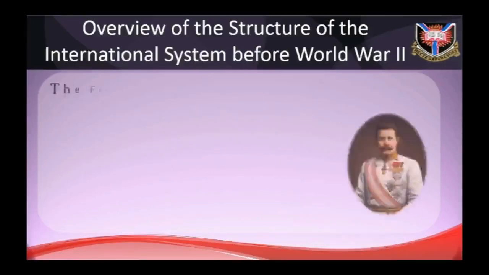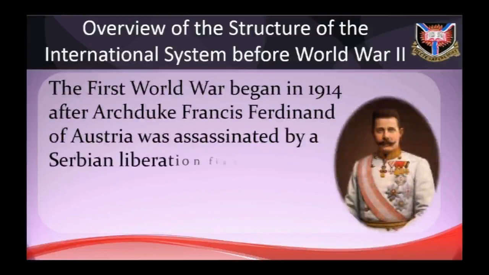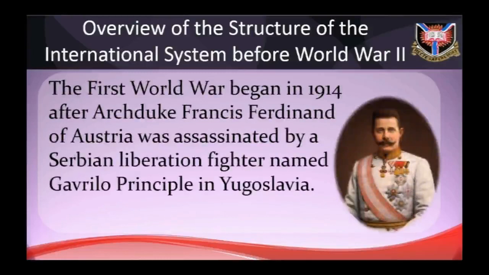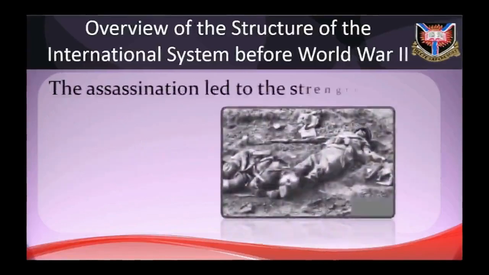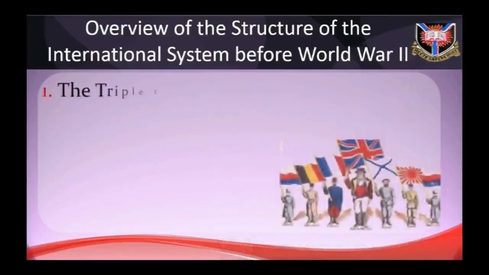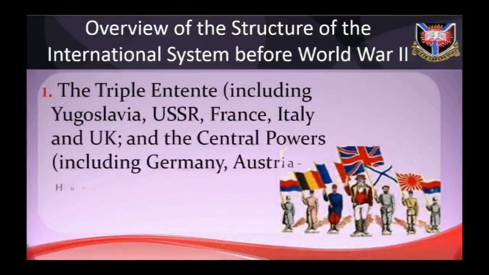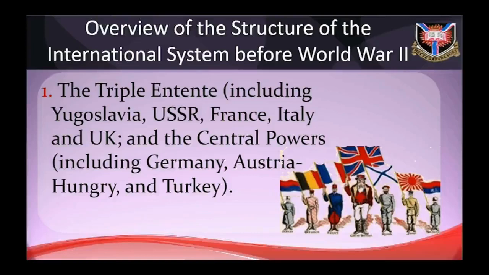The First World War began in 1914 after Archduke Francis Ferdinand of Austria was assassinated by a Serbian liberation fighter named Gavrilo Principe in Yugoslavia. The assassination led to the strengthening of two alliances. One, the Triple Entente, including Yugoslavia, USSR, France, Italy, and the UK, and the Central Powers, including Germany, Austria, Hungary, and Turkey.